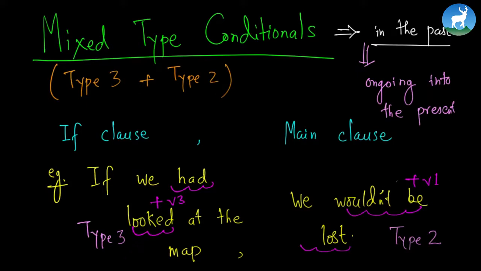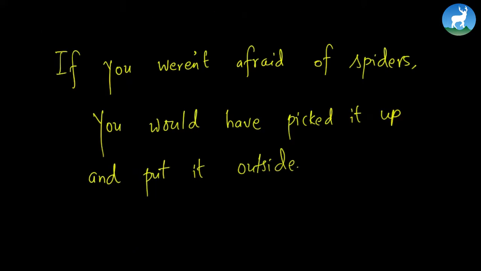Let me write some more examples of mixed type. This is another example. Contrary to the rule that I just taught you, it contains type 2 in the if clause followed by type 3 in the main clause. And this is also possible. Let me tell you how. If you weren't afraid of spiders, you would have picked it up and put it outside. But the fact is you were in fact afraid of spiders. That's why you had no courage to pick them up and put them outside, right? So if you weren't afraid of spiders, you would have picked it up and put it outside.